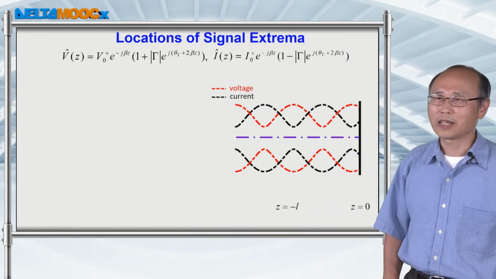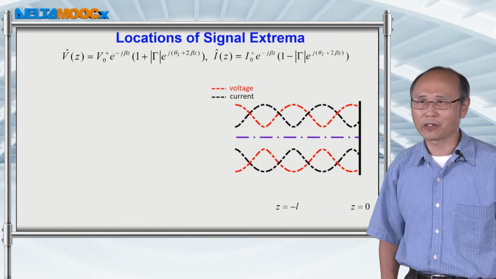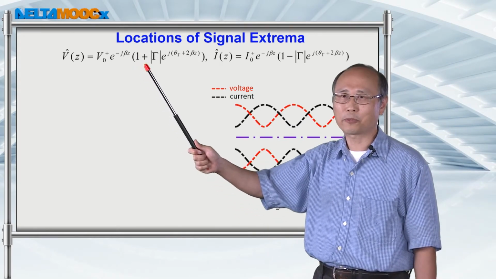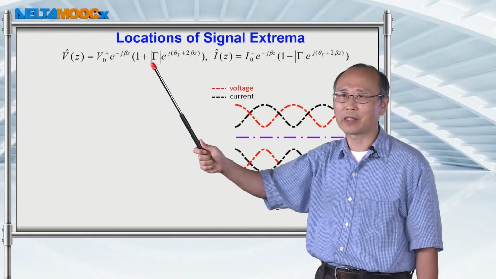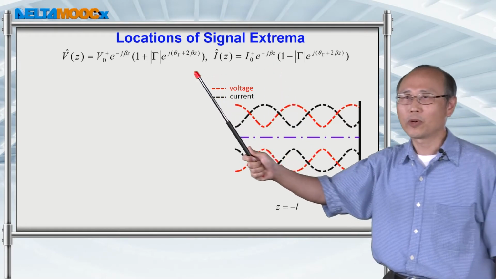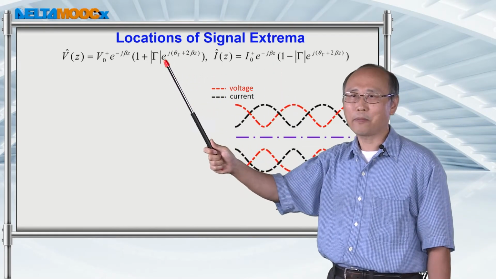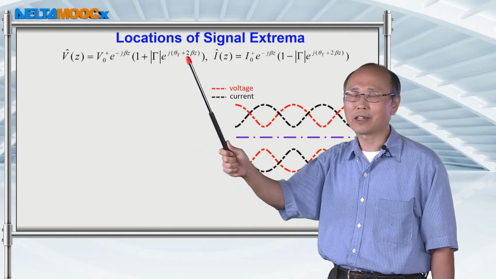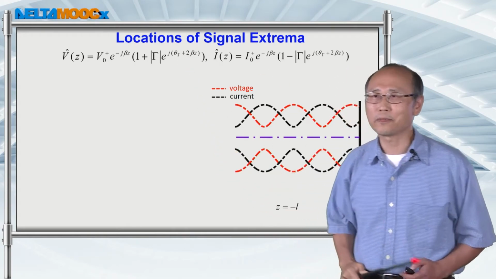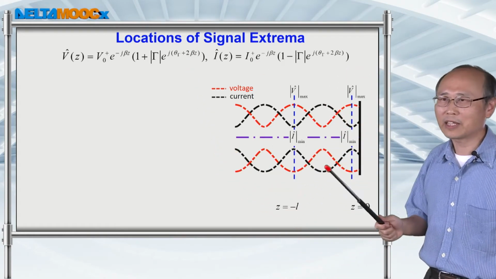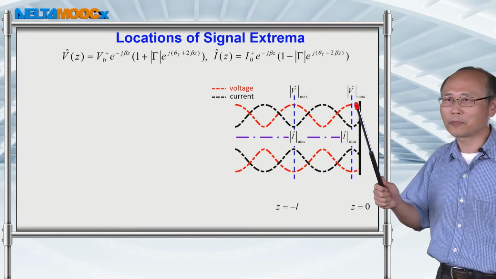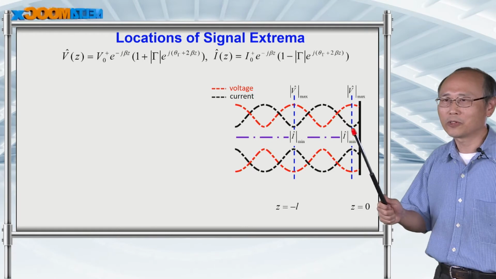Now, let's approach this from some mathematical calculations. So let's go back to the original expression for the voltage in the forward direction and backward direction, and also the current in the forward and backward direction. Basically, the amplitude, the envelope function, is determined from the value and also the phase. So on the last page, we already have a conclusion that when the voltage reaches the maximum point, the current will reach the minimum point.